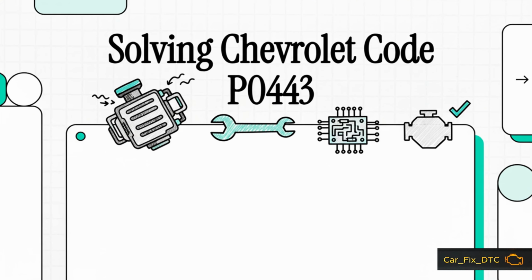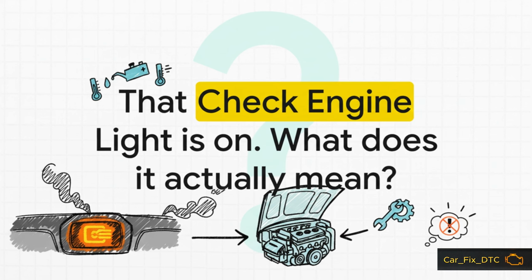Let's dive right in. Oh man, we've all been there, right? That little orange light pops up on the dashboard and your heart just sinks. It feels so vague, but for code P0443, we can get super specific. So let's turn that feeling of uncertainty into a solid plan.